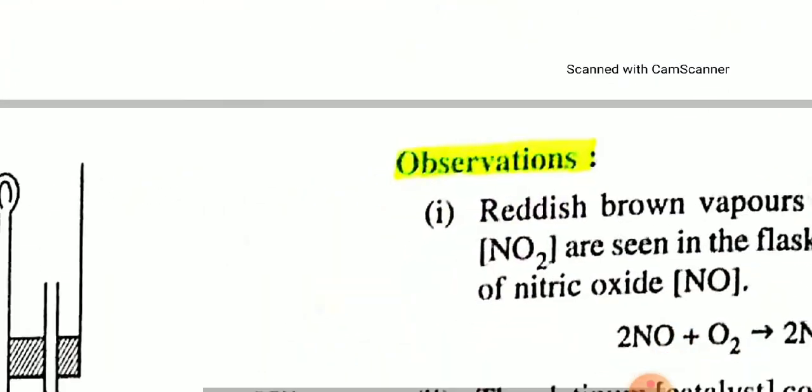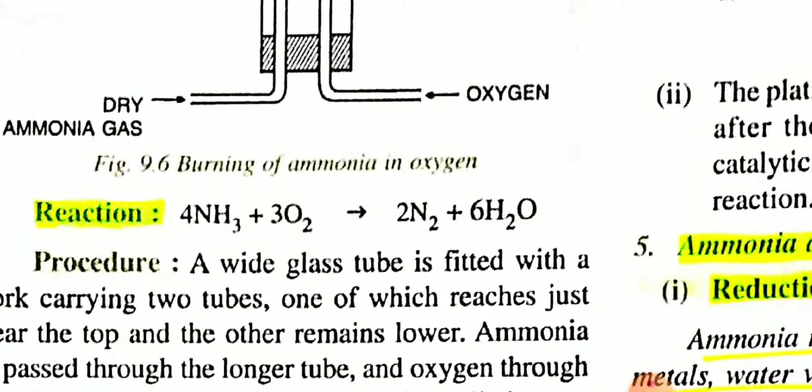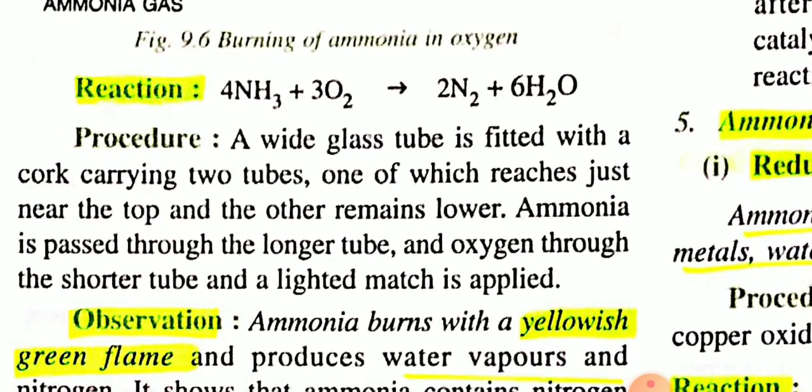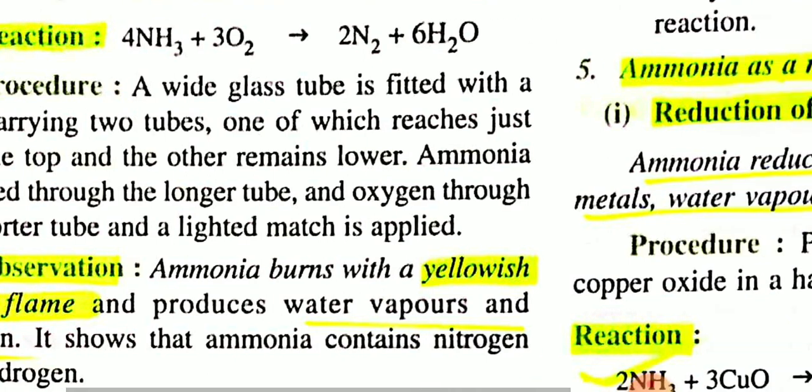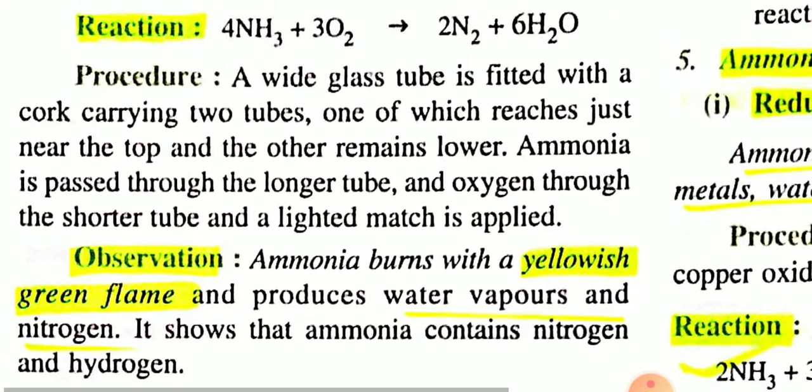So the reaction is 4NH3 plus 3O2, arrow 2N2 plus 6H2O. Burning means reaction with oxygen. Burning of ammonia means reaction of ammonia with oxygen, and ammonia burns with a yellowish green flame. The products are nitrogen gas and water vapor. And it shows that ammonia contains nitrogen and hydrogen.